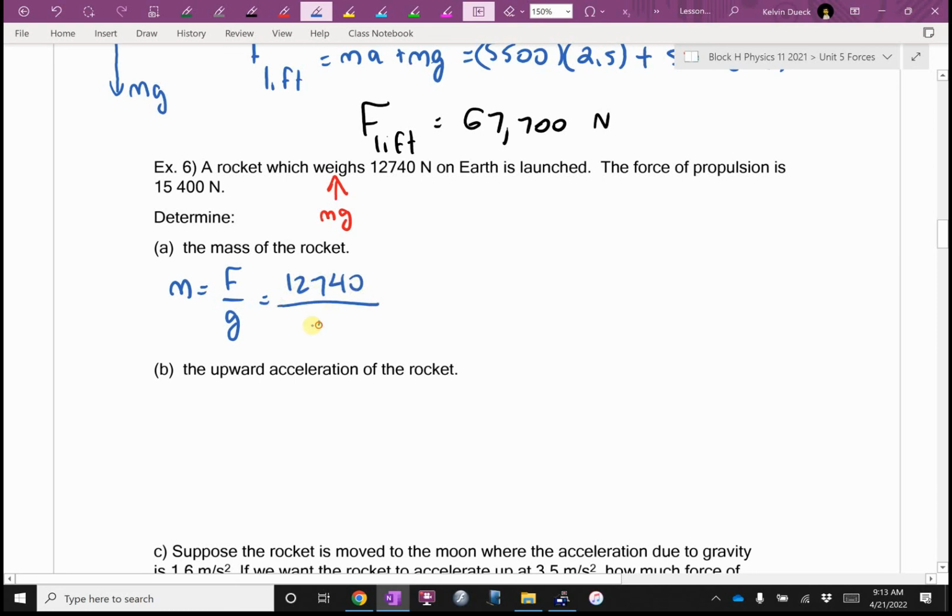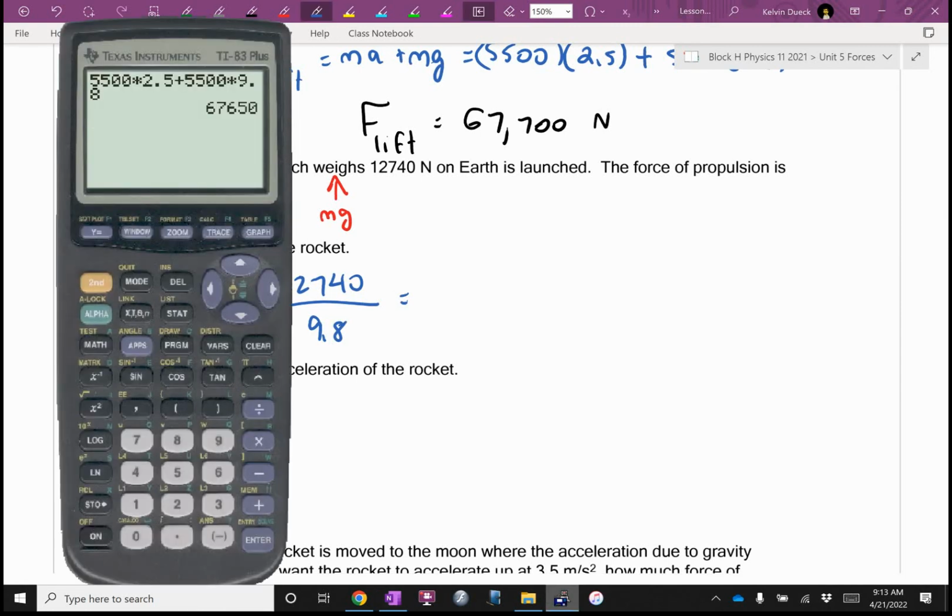It's going to be 12,740 divided by 9.8. Remember, that mg weight, that's on your formula sheet. No excuse for blanking out on that one. I put that on your formula sheet. 12,740 divided by 9.8. Casey, did you get 1,300 kilograms? Okay.